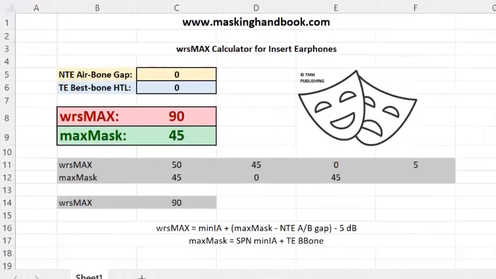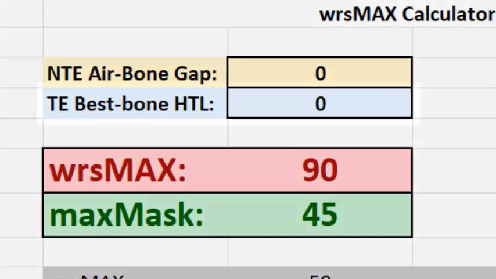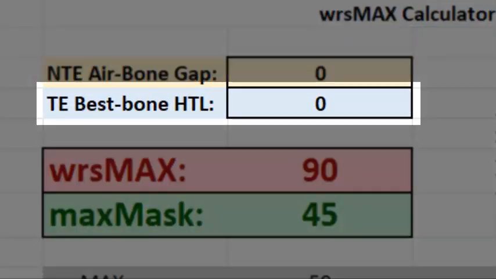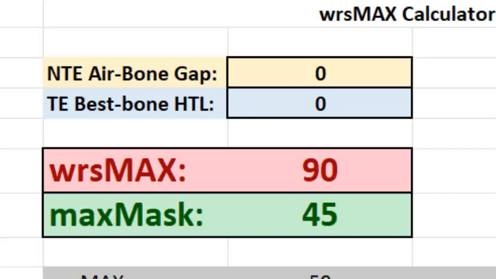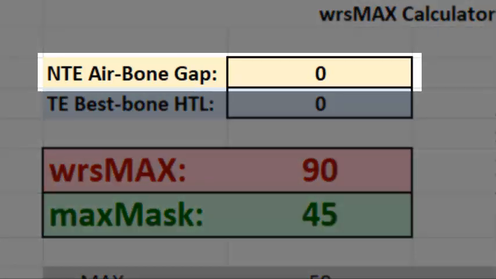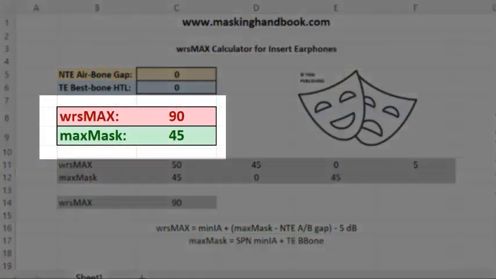We'll need to enter the following two items. We'll enter the best bone conduction hearing threshold level from the test ear. So for example, if we're completing WRS testing on the left ear, we'll find the best bone conduction threshold from that left ear and enter it into the spreadsheet. And we'll enter the largest air bone gap from the non-test ear. Once we have these values entered, the wrsMAX is calculated along with the masking level.